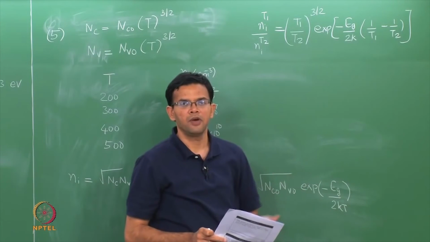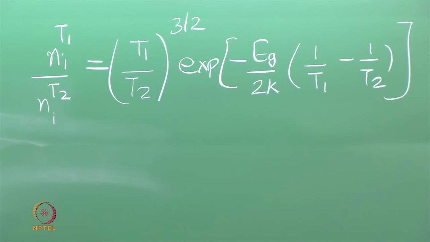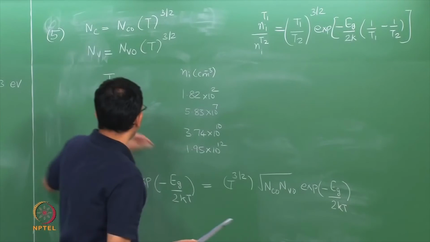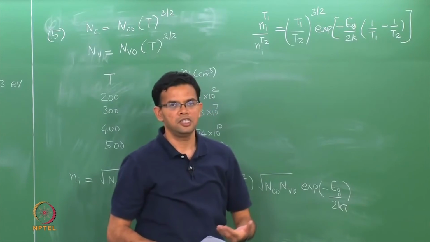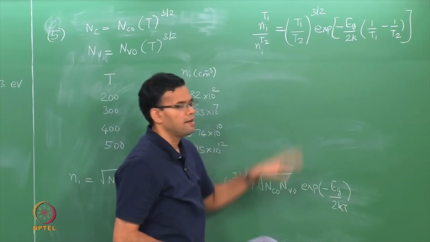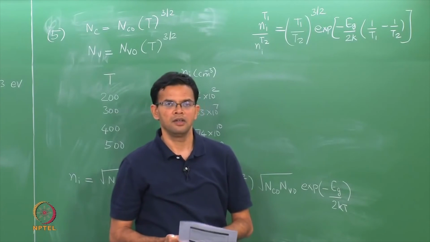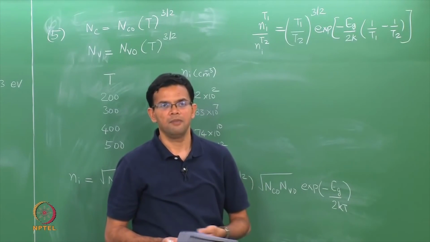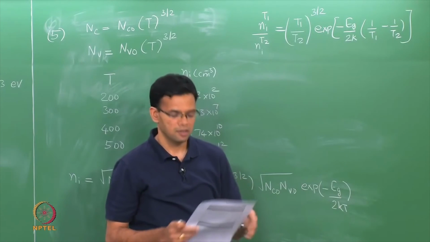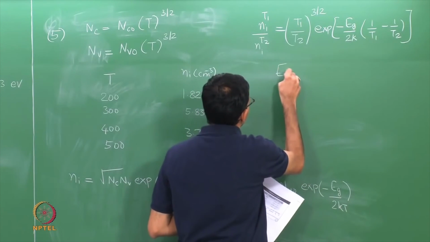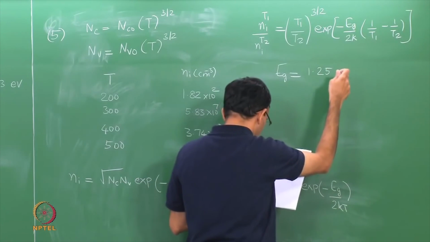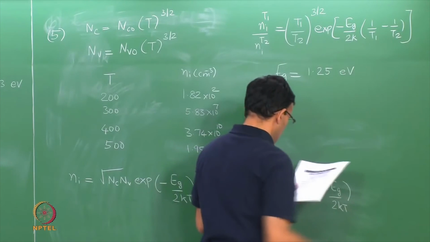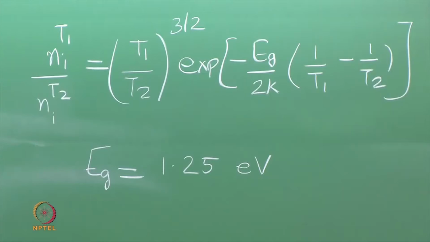For example, your T1 could be 200 Kelvin, T2 could be 300 Kelvin, in which case the Ni values are tabulated. The only unknown here is Eg. So, I did these calculations taking 200 and 300. You can take it with any of the other temperatures, we have also done and checked. If you substitute the values, Eg works out to be 1.25 electron volts. So, this is the value of Eg, which is the band gap of the material.